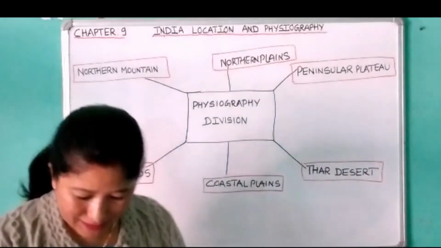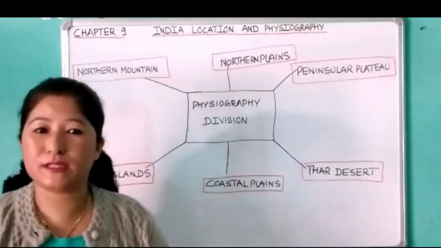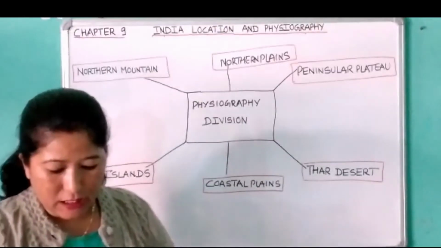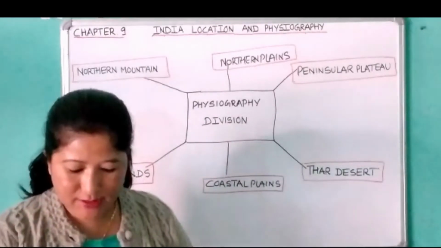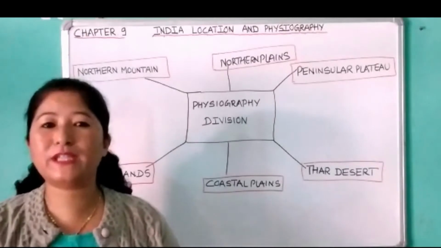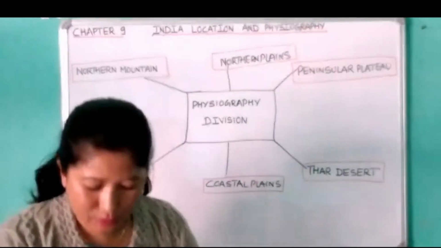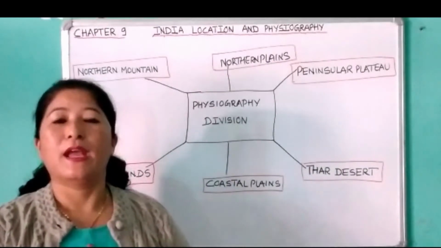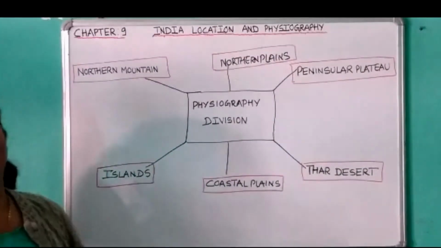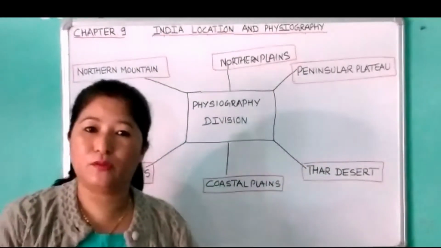Now let us see the length. They are 2,400 kilometers long, and in width they are just 150 kilometers to 400 kilometers. So please remember the length and the breadth of the Himalayas. And what type of mountain chain are the Himalayas, or the Northern Mountains? They are young fold mountains.